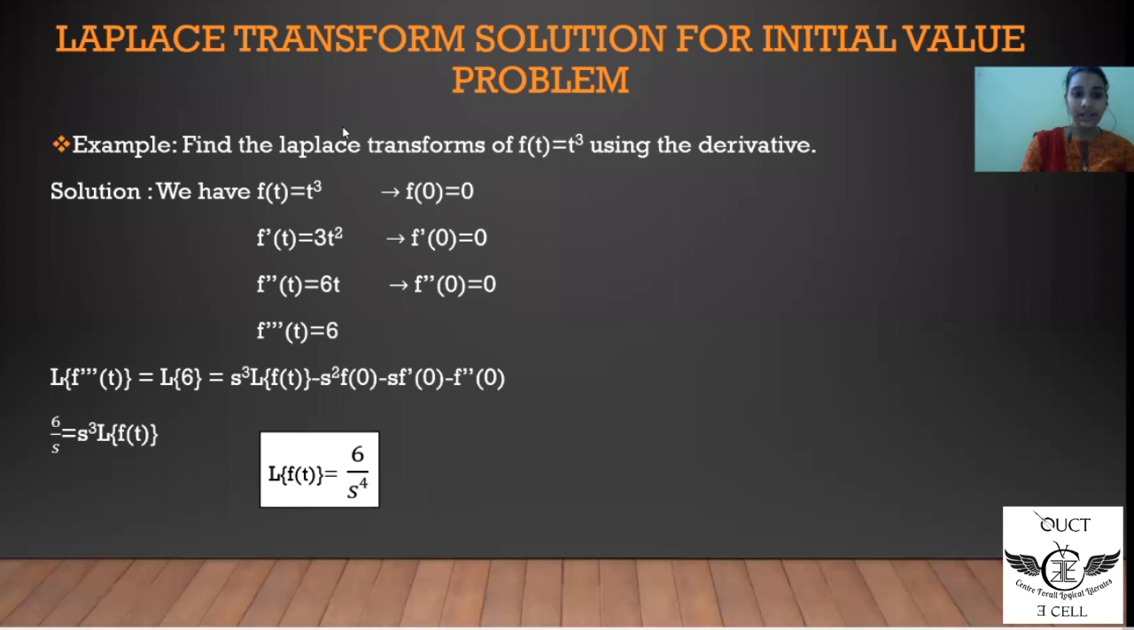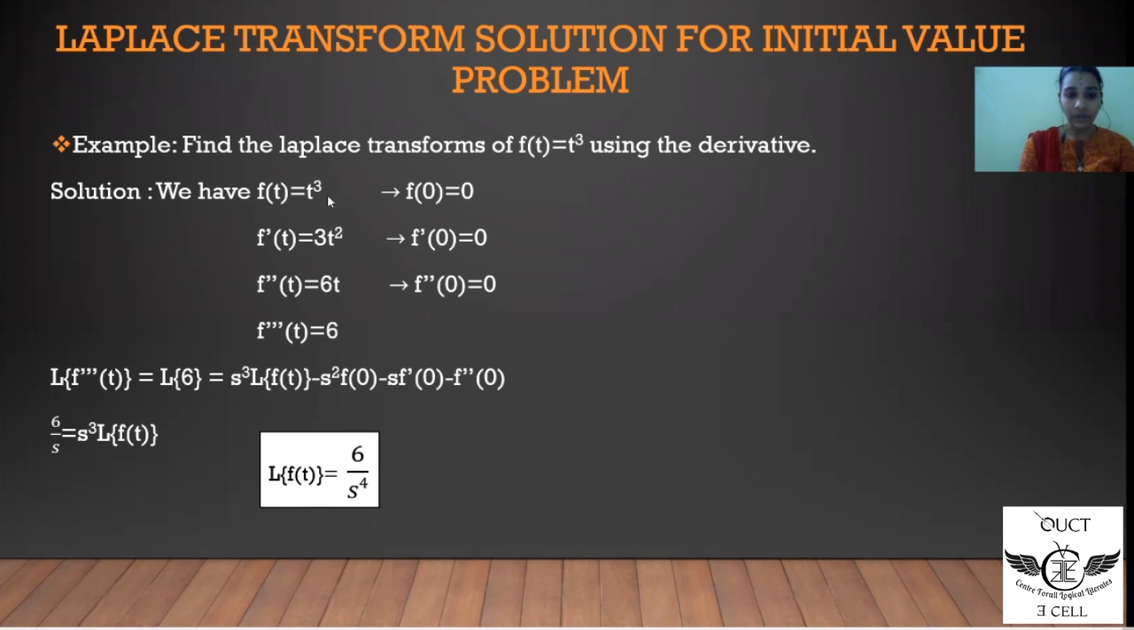So let us see another example of how to find the Laplace transform of the given functions. f(t) is equal to t cube. This is the given problem for us. f(t) is equal to t cube. So let us find the Laplace transform of this problem.